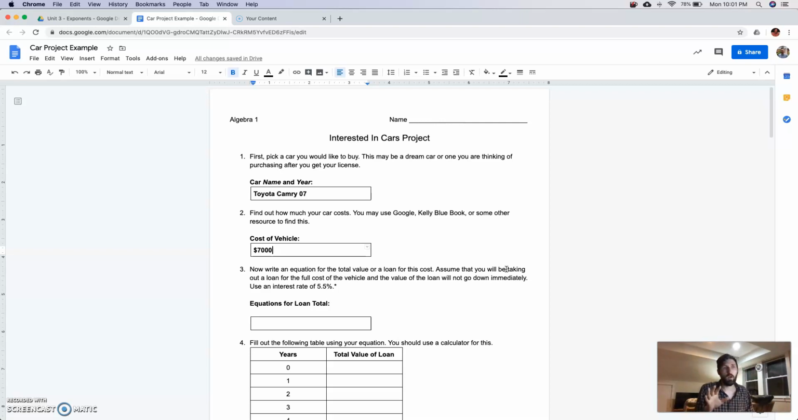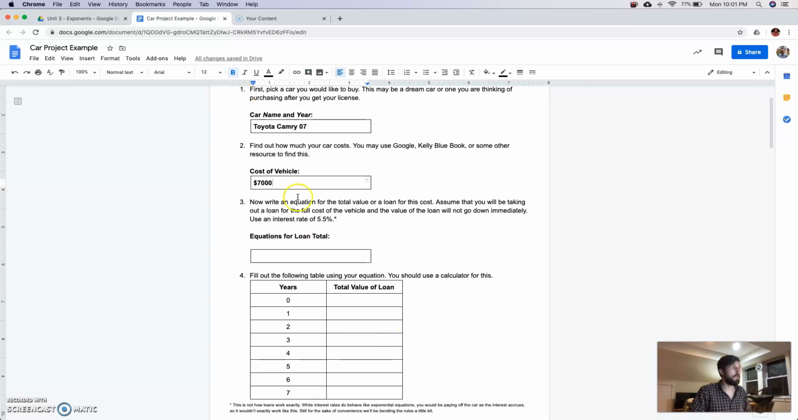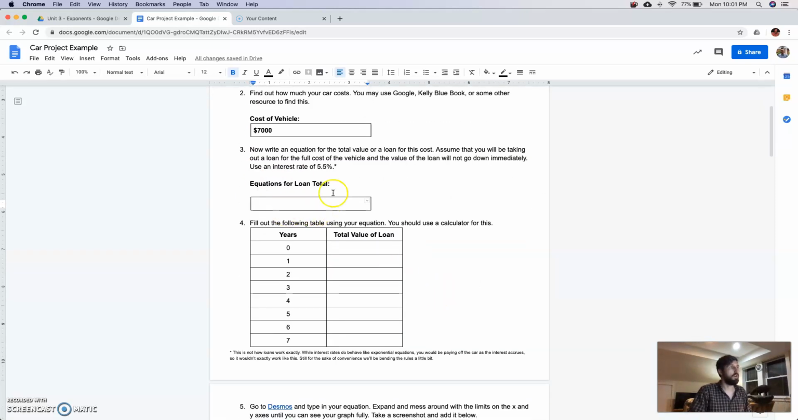My only requirement is that the car has to cost at least $1,000. So minimum $1,000. You can get as expensive as you want. I've had kids who spent $2.5 million. If you can find that, great. Go ahead. That's fine. But find the cost of that vehicle. So that's going to be a really important number because that's what we're going to be using to find out things like the equation and everything else for this.